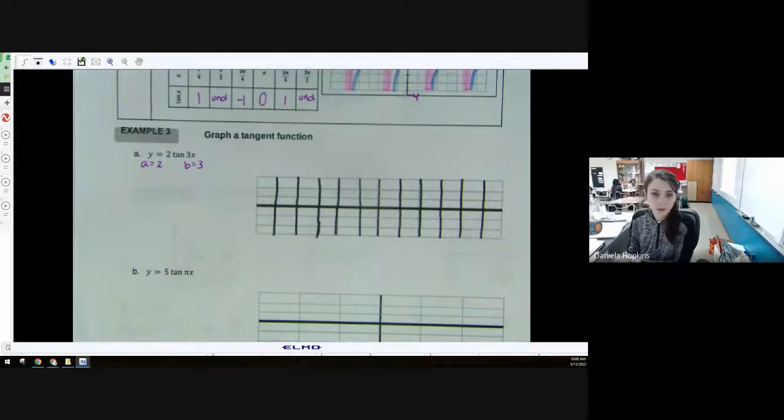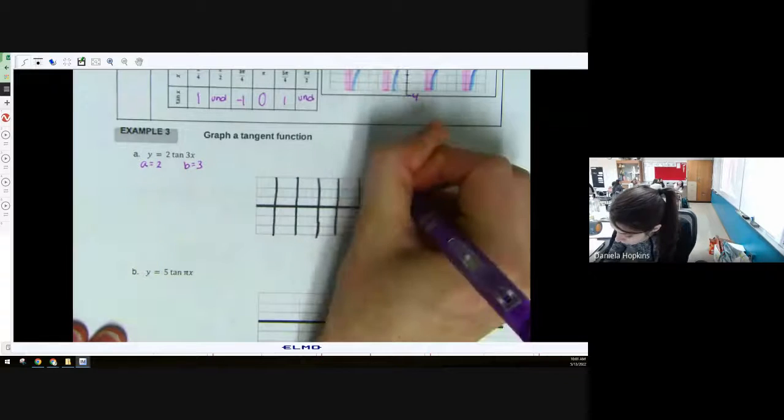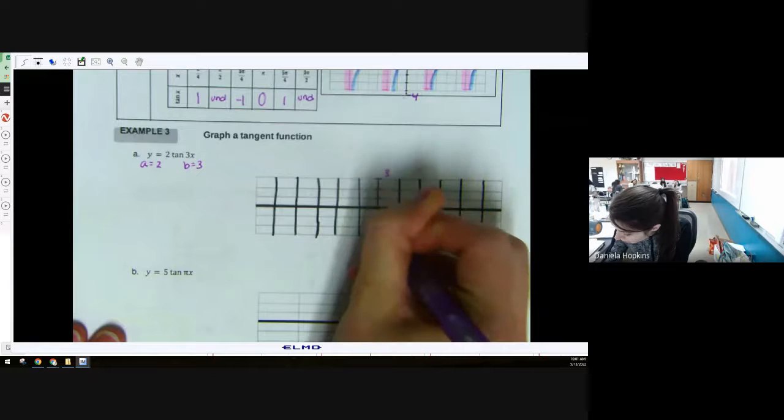Okay, that fixes things for us, sort of. Just add a line down each of those middles, and then we have more than enough spaces. But I like to graph a couple of these tangent waves. Okay, so when we're looking at this, the A is going to tell me how far I need to go on my y-axis. So my A is 2, so I'm just going to count by 1, so it'll go up to 3 and down to negative 3.